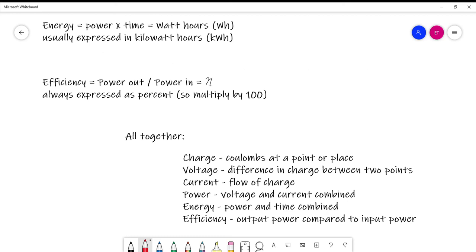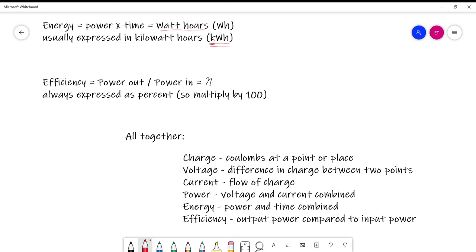Energy is just power times time. It's given in the units of watt hours, but I'd say usually, actually almost always, it's kilowatt hours that you're going to see. So you're going to use that K prefix, and it has to be the same number, of course. It's going to be watt hours, and then divide by 1,000 to get the K in there.